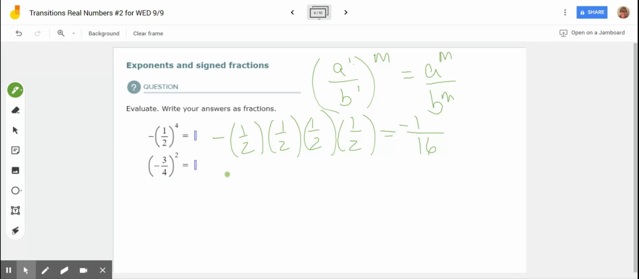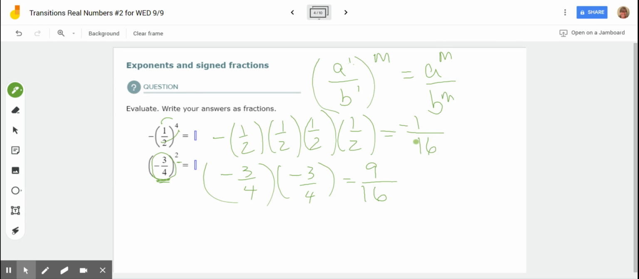Okay, on this side, this is going to be negative 3/4 times negative 3/4. Notice the negative is inside. That makes a difference. This whole thing is the base of 2. So this is going to be positive. Negative times negative is a positive 9/16.